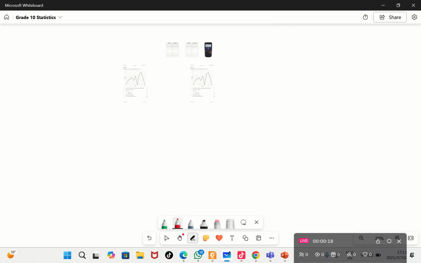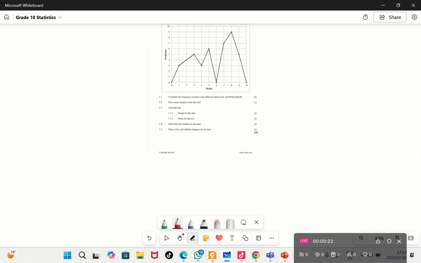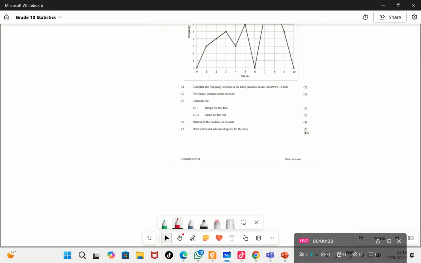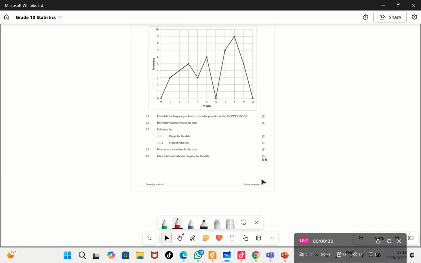Okay, there's our paper. Where did I put it so far? Zoom in, make the paper bigger.